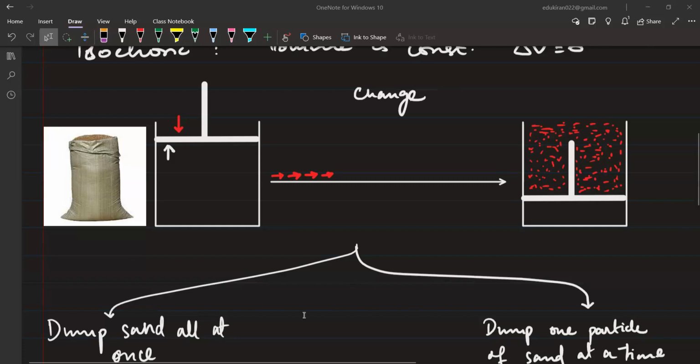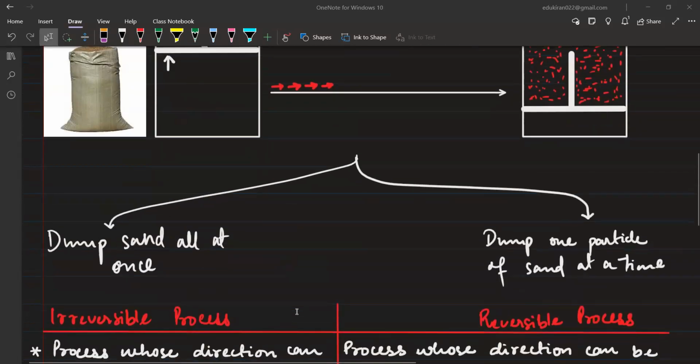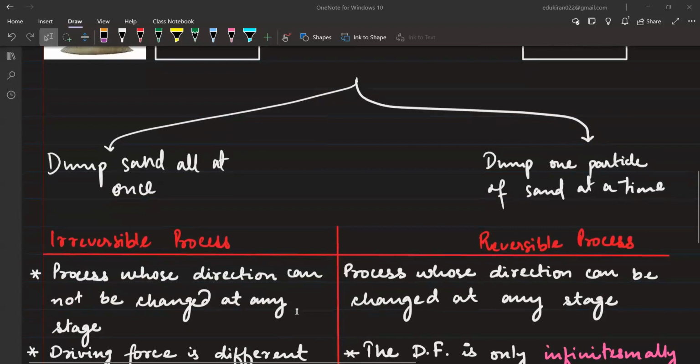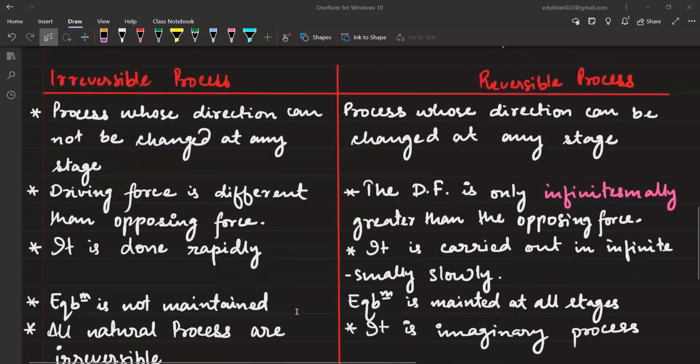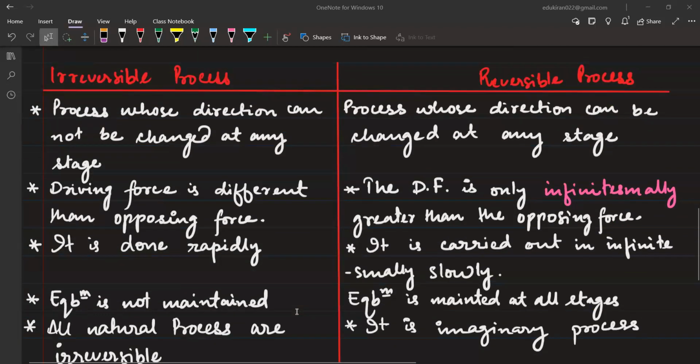So if you look at the definition of a reversible or irreversible process, it is talking about only one single change. While the change is happening, you cannot change the direction. While the process is happening, you cannot stop the process and reverse it. Once the process has ended, obviously you can reverse it back. Now I can take the sand particles from the piston, I can put it back on the sac.